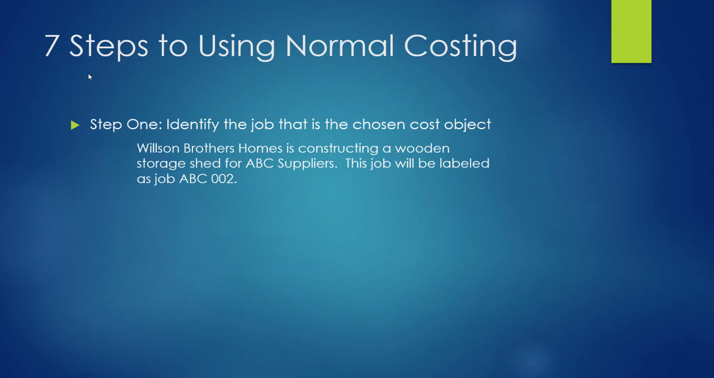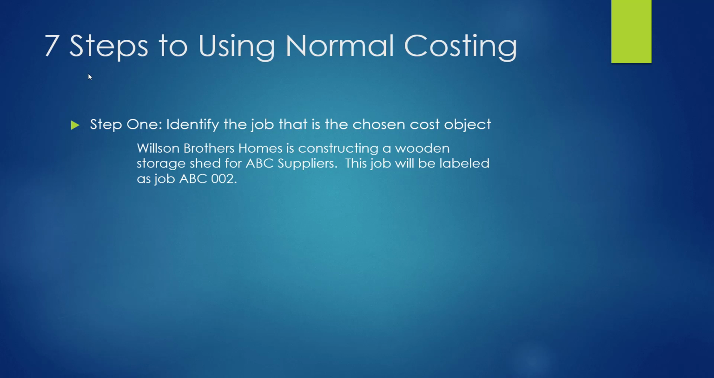How do companies that use a job order costing system use this normal costing methodology? Well, the first thing you need to do is identify all of your different cost objects. We're just going to do these steps for one. Once you've identified your cost objects, you can begin a 7-step process to record and determine the cost of each individual unique job that you've done during the period.